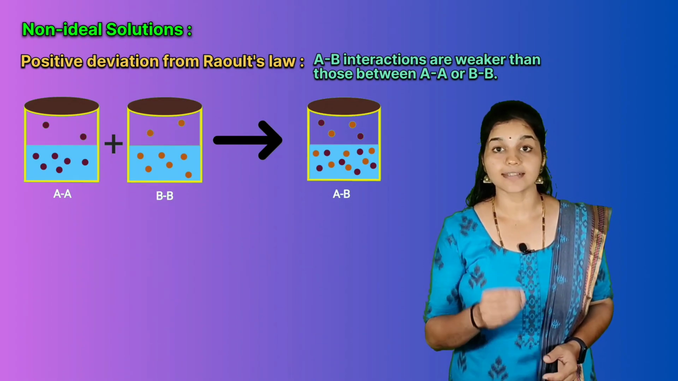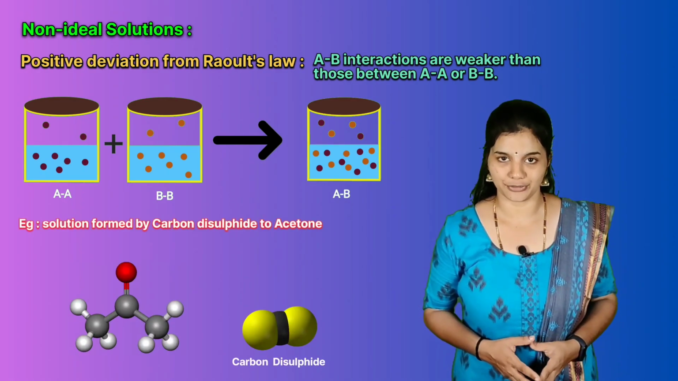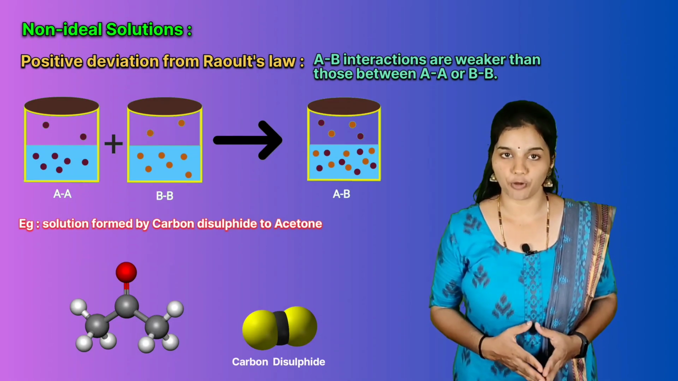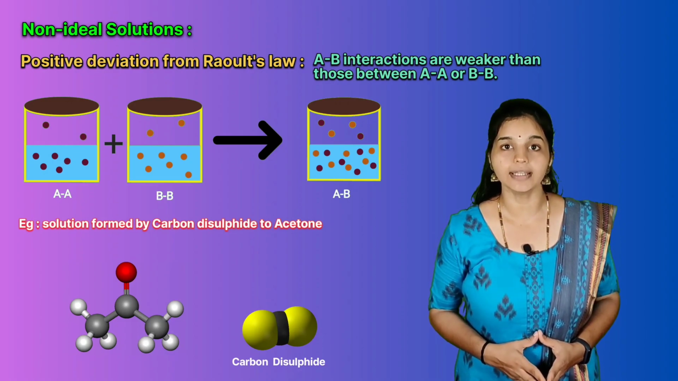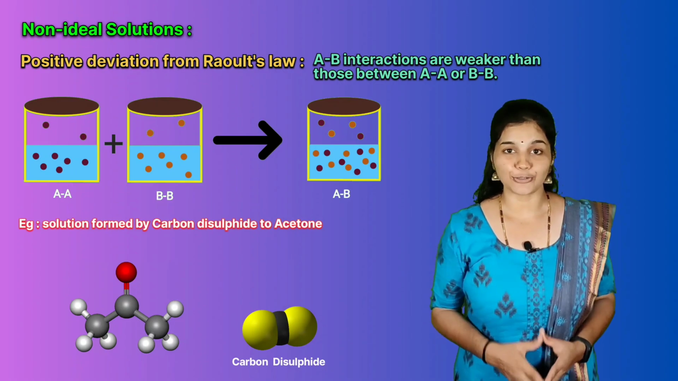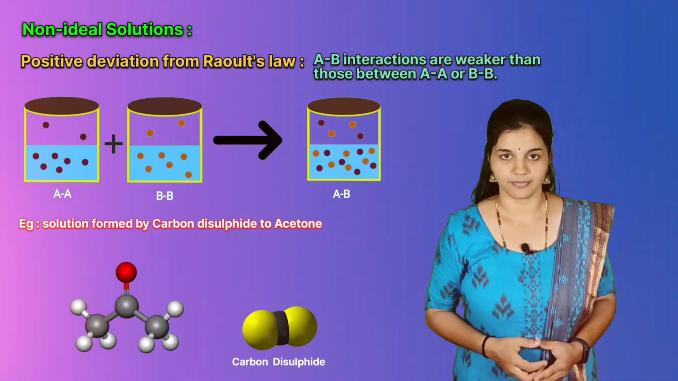Another example is a solution formed by adding carbon disulfide to acetone. The dipolar interactions between solute-solvent molecules are weaker than the respective interactions among the solute-solute and solvent-solvent molecules. So this solution also shows positive deviation from Raoult's law.